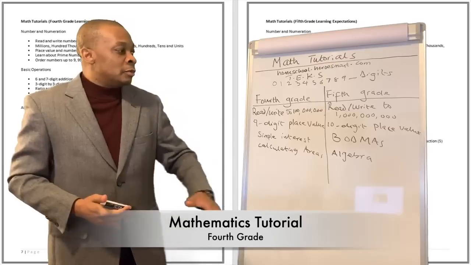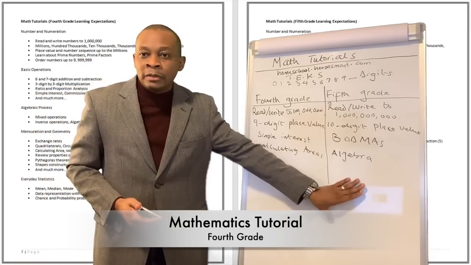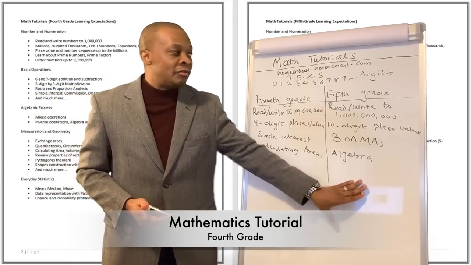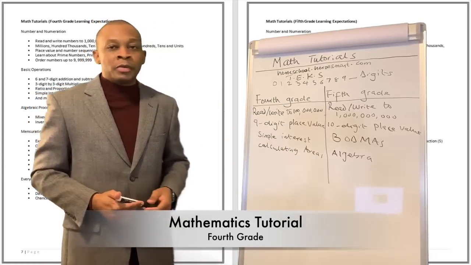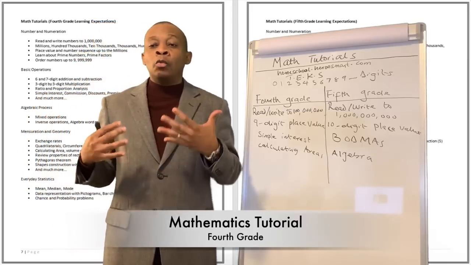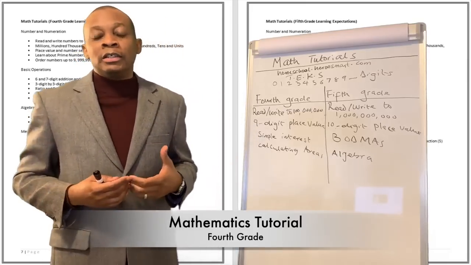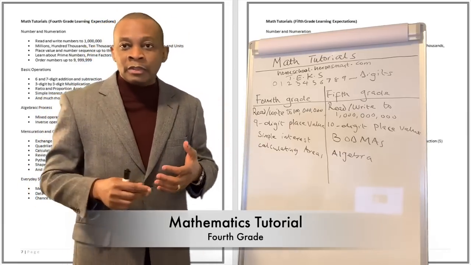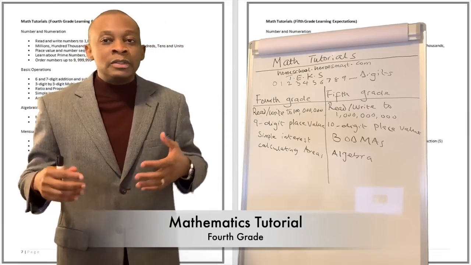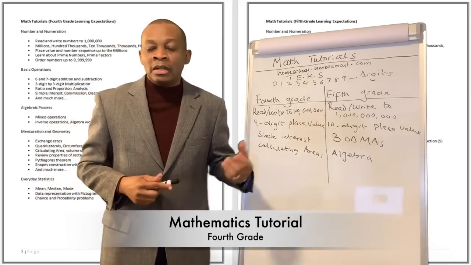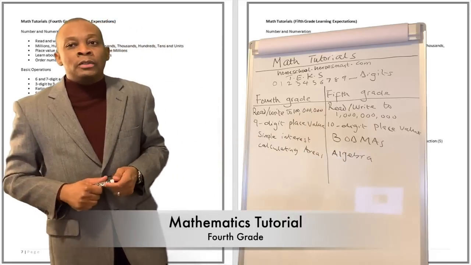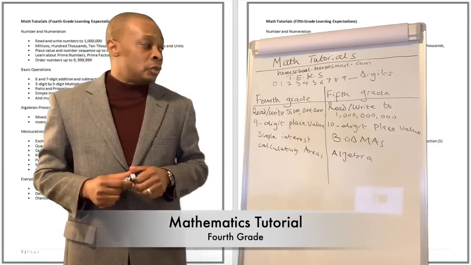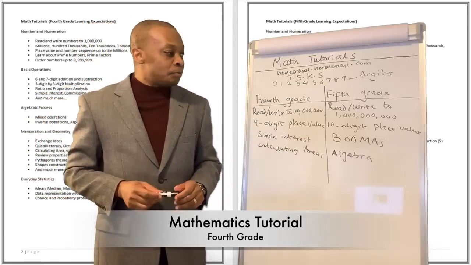Moving on to fifth grade, there are a couple of learning expectations for your fifth grader. The fifth grader should be able to count up until 1 billion. In other words, they've understood how to count in thousands, in hundreds of thousands, in millions, and then up until 1 billion. And I'm going to show you a couple of tips on how to teach your child how to count up until 1 billion.